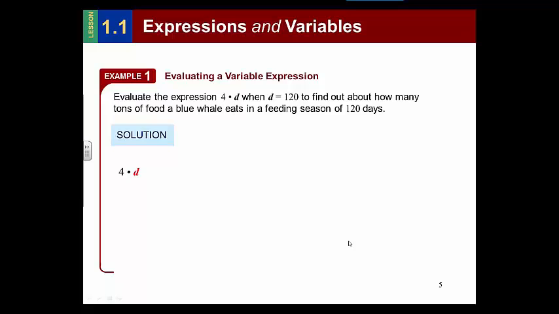First, we have our variable expression 4 times D. We substitute 120 in for D and multiply 4 times 120. That gives us our solution of 480.